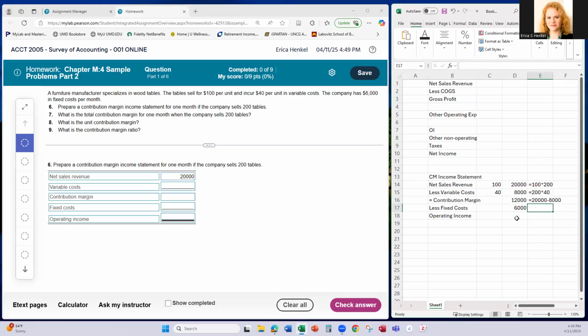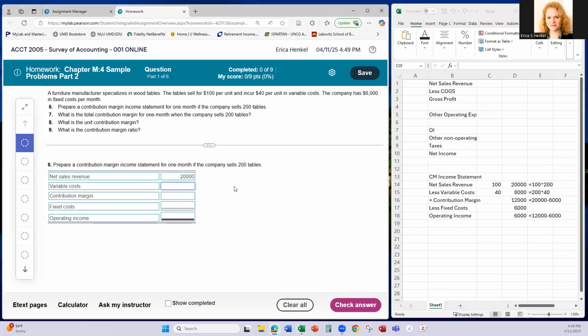And then we subtract the fixed costs from that. So 12,000 minus 6,000 is 6,000. And that gets us to our operating income. Okay, so we'll go ahead and fill that in. So the amount of operating income after we have covered our fixed costs is $6,000.